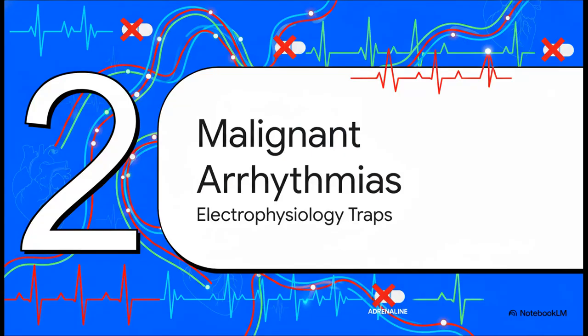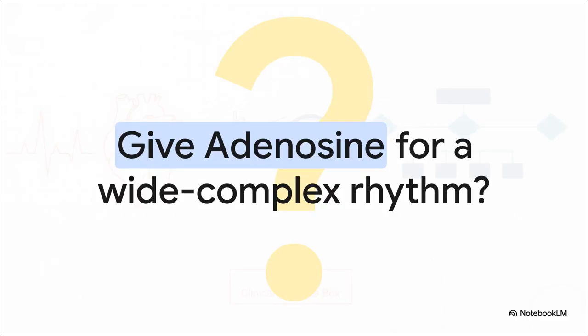Let's move on to Module 2, Malignant Arrhythmias. Consider this clinical setup. A 24-year-old comes in with palpitations. You get them on the monitor, and you see this. A regularly irregular, wide complex rhythm, absolutely screaming at 190 beats per minute. Now, their blood pressure is currently stable. For a lot of SVTs, your reflex might be to just reach for an AV nodal blocker, but do you give adenosine in this exact scenario?